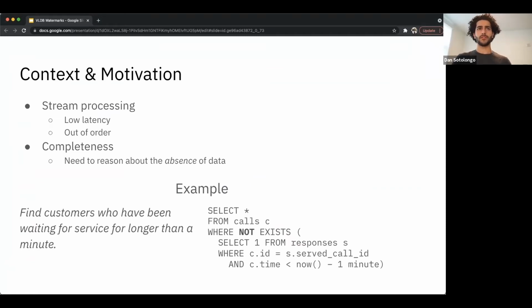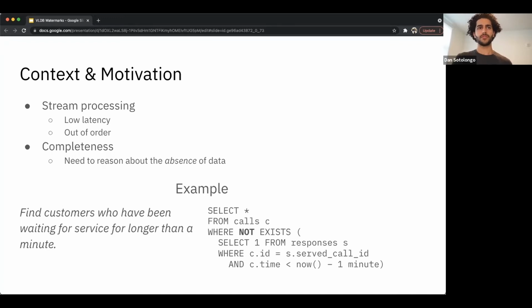Now, we're working in the context of stream processing. So we have a system that needs to do potentially complex data transformations, and it needs to do them as fast as it can. Now, a problem arises because our transport might reorder or delay data, which makes it challenging to reason about when the system has enough data to make good decisions. We call this the problem of completeness.